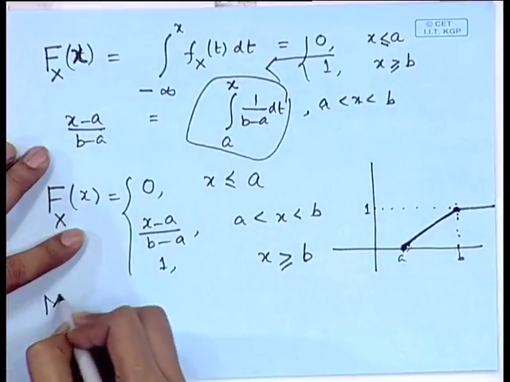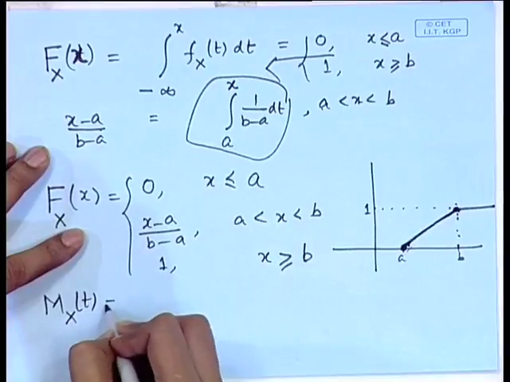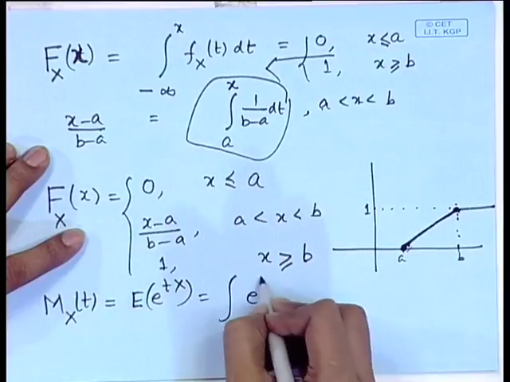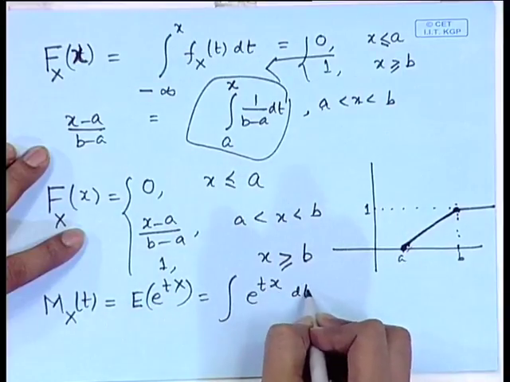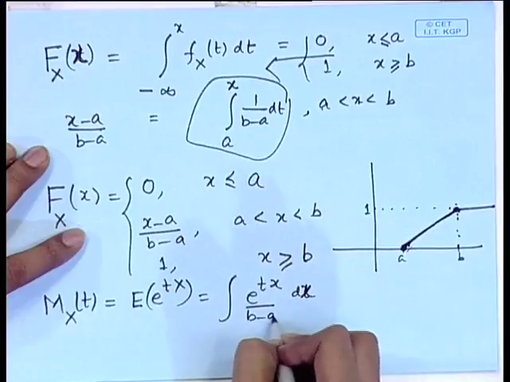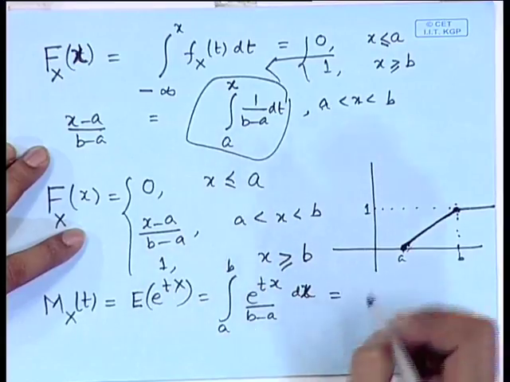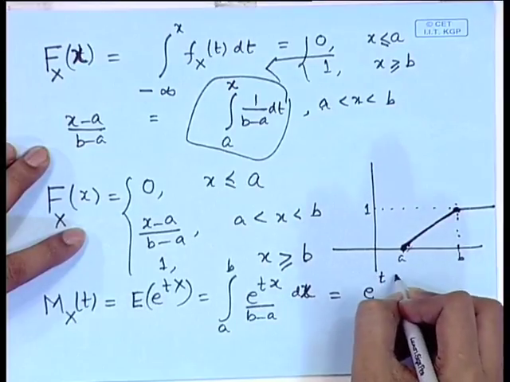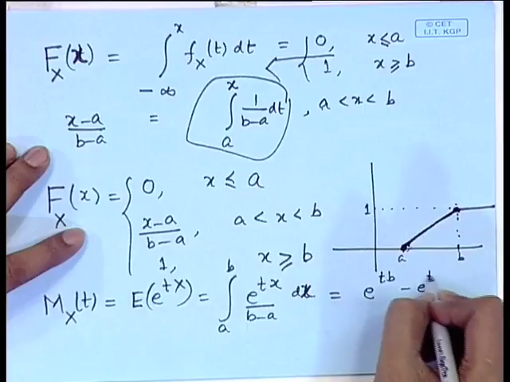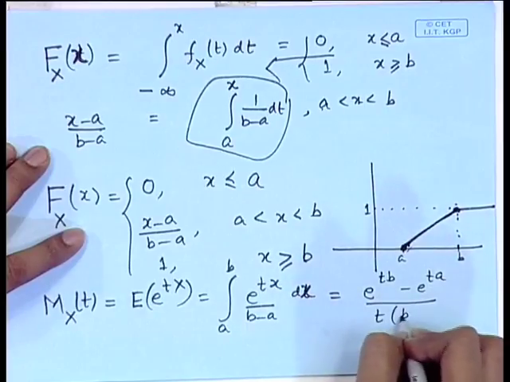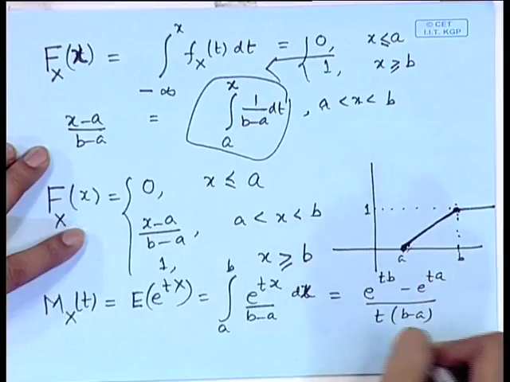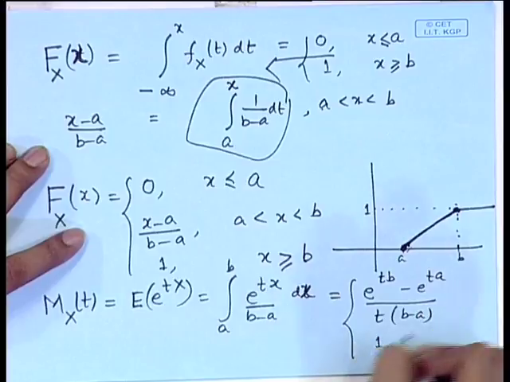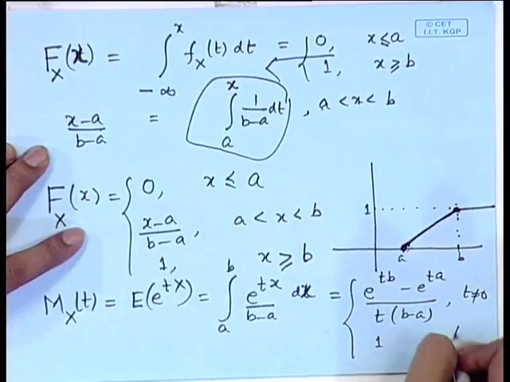We may also look at the moment generating function, the expectation of e to the power t x, which is the integral from a to b of e to the power t x dx divided by b minus a. So, it becomes (e to the power t b minus e to the power t a) divided by t times (b minus a). Obviously, at t equal to 0 this is not defined, but at t equal to 0 the value is 1. So, this is for t not equal to 0 and t equal to 0.